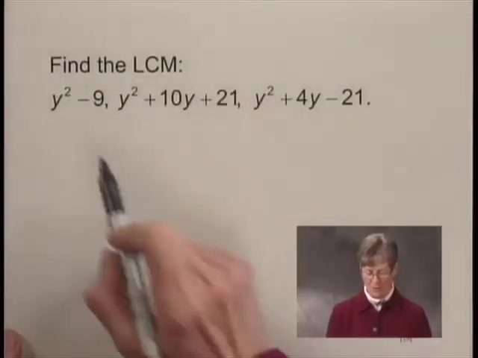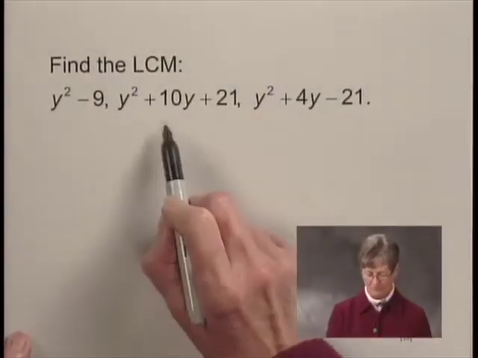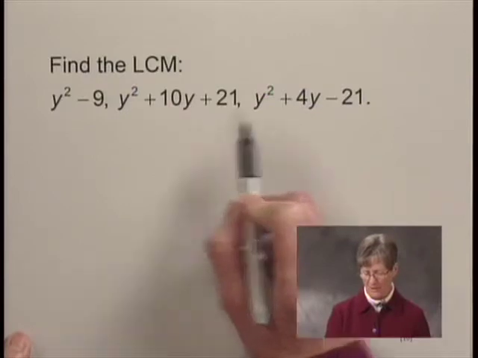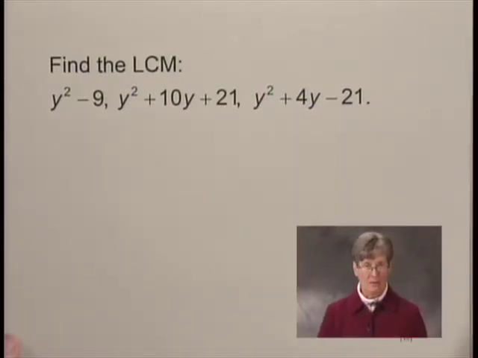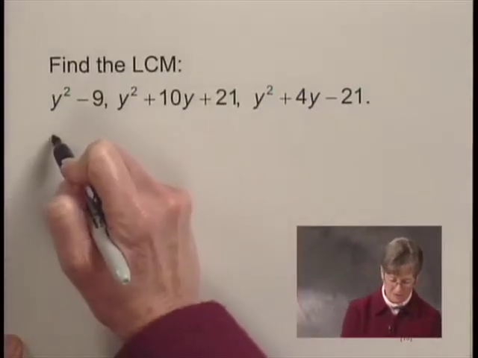In this exercise, we'll find the least common multiple of three algebraic expressions. The expressions are y squared minus 9, y squared plus 10y plus 21, and y squared plus 4y minus 21. And we'll begin by factoring each expression.